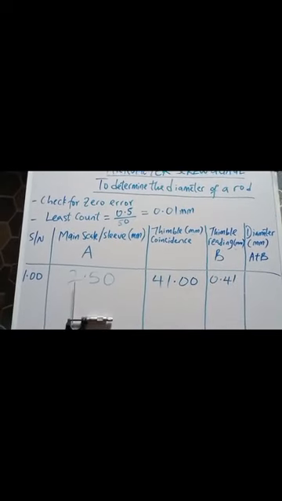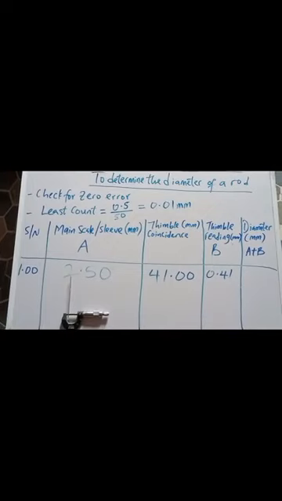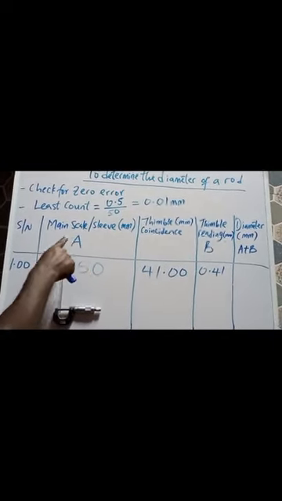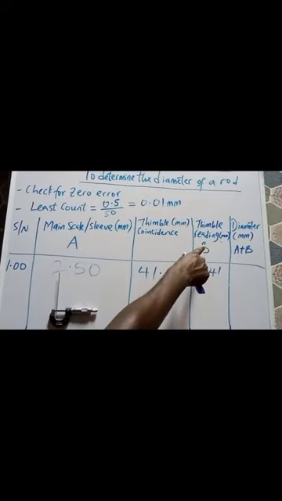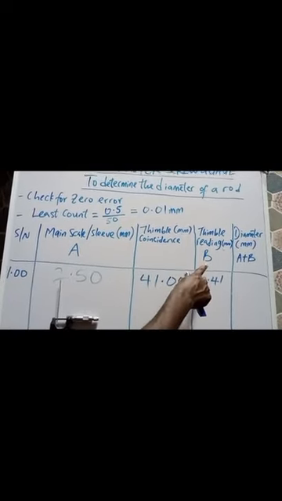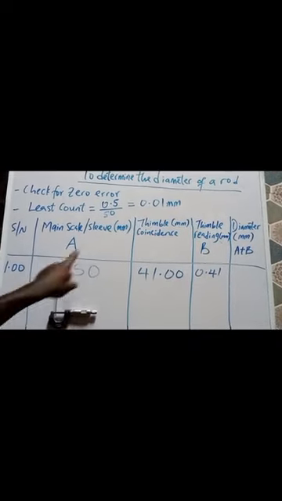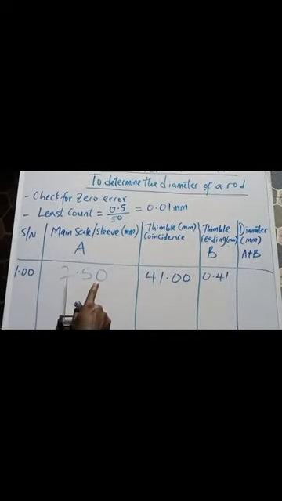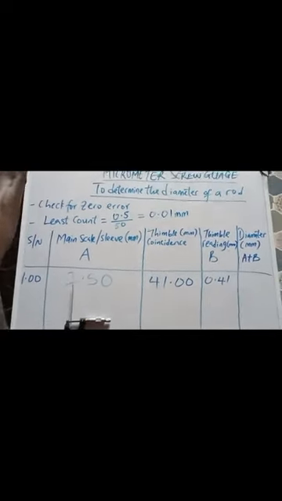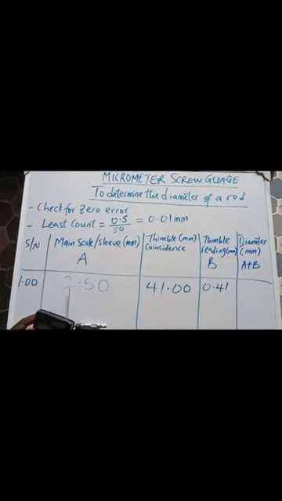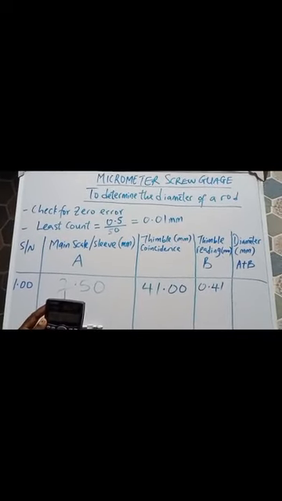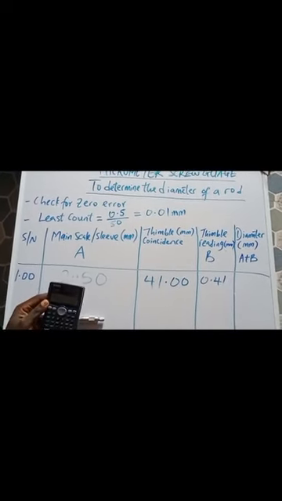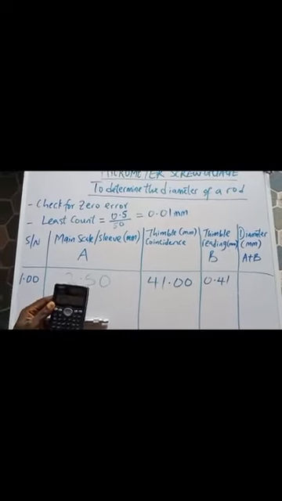0.41 in millimeters. All readings are in millimeters. So for me to get the diameter of this first position, I'm going to add the main scale together with the thimble reading, or the thimble scale. I want to add the two of them together, that is A plus B: 2.5 plus 0.41. So let's see what we are going to have when we add that together.